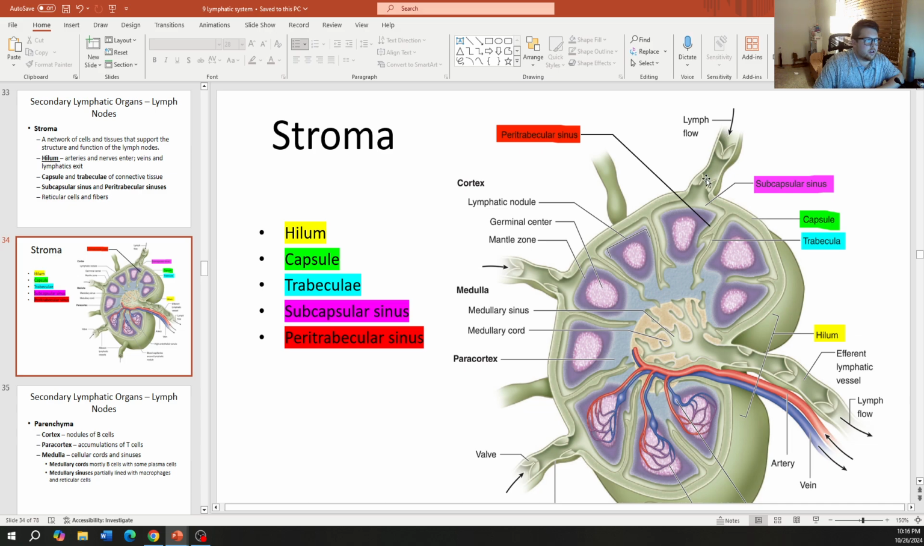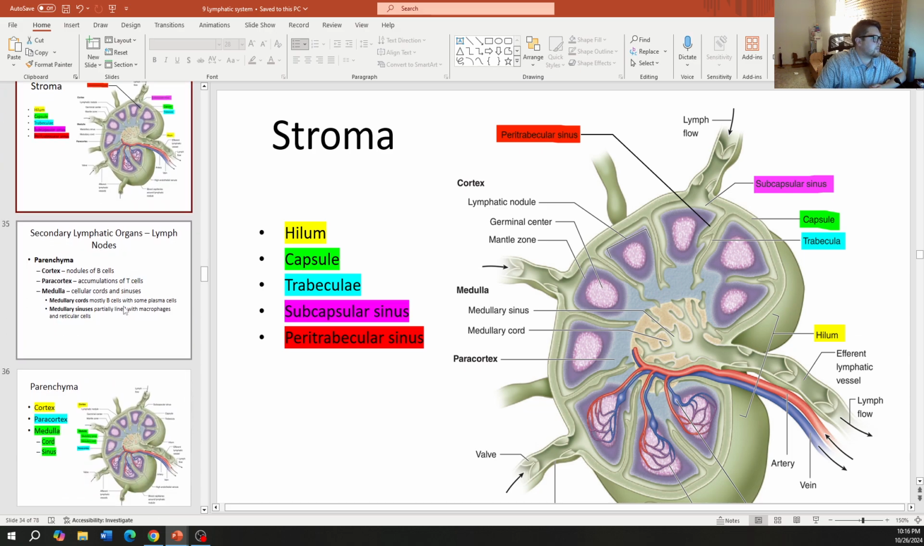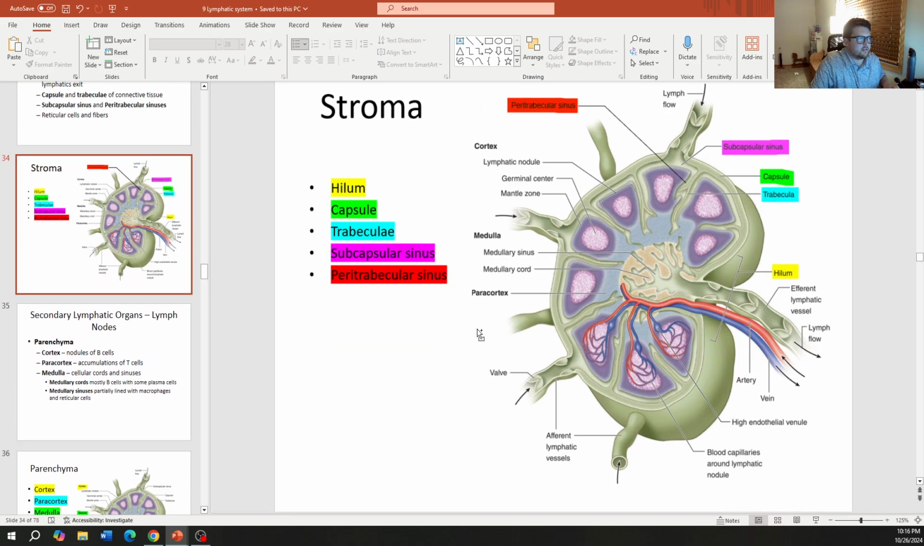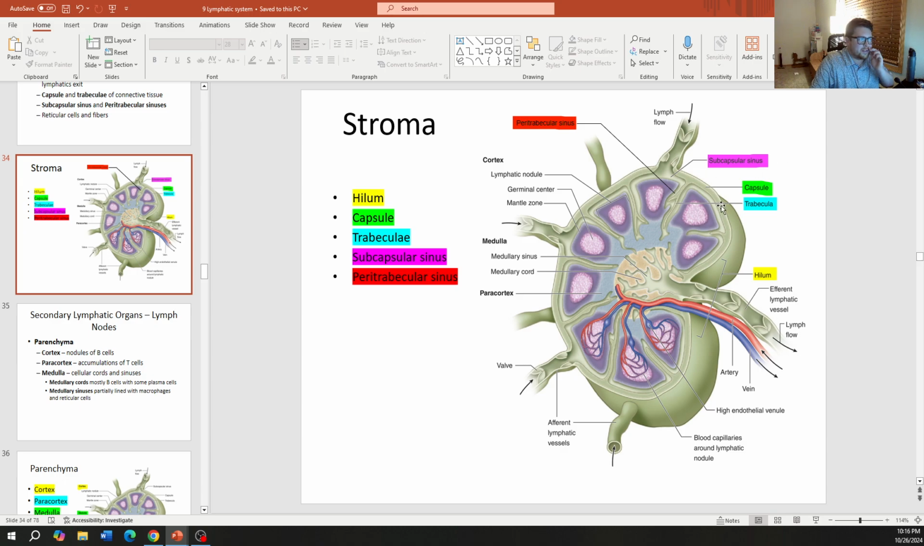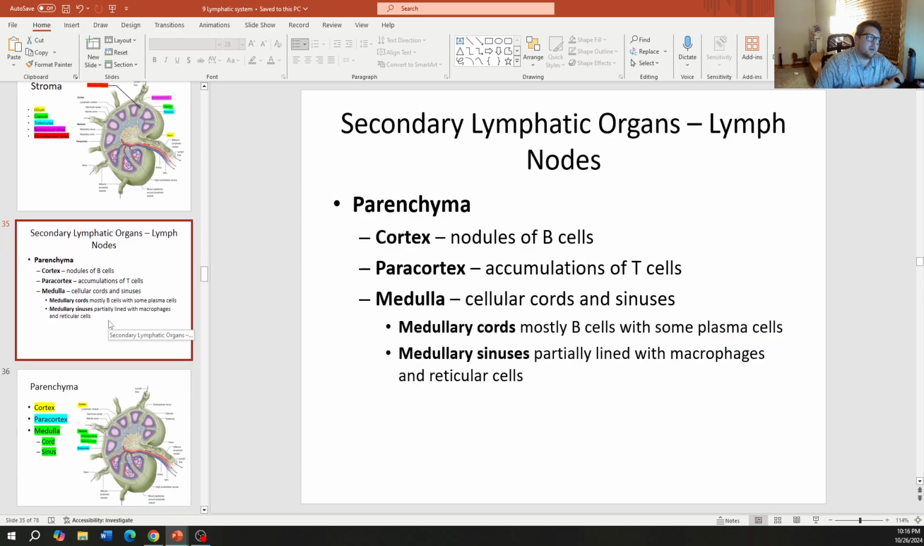So right here lymph flow comes in, and we have the subcapsular sinus all the way around, and then down deep to the trabeculae we have the peritrabecular sinuses. These are just those main points that we talked about: the hilum, the capsule, the trabeculae, the peritrabecular sinus, and then the subcapsular sinus. Talking about the parenchyma now, remember this is the active portion of our organs.